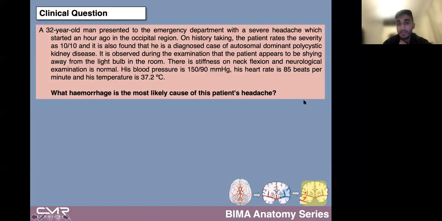So, based on what we've learned so far in terms of hemorrhages, what do you think is the most likely cause of this patient's headache? So what type of hemorrhage has happened here? Yep, so most of you got the answer correct. Again, you have 5 to 10 more seconds.